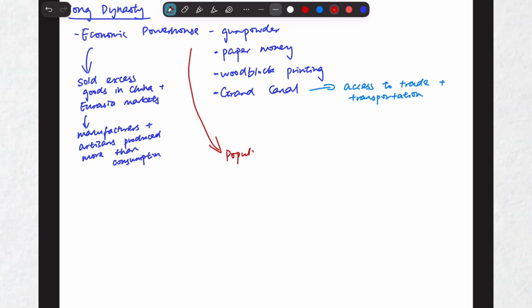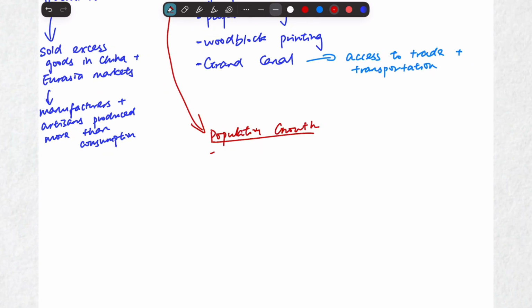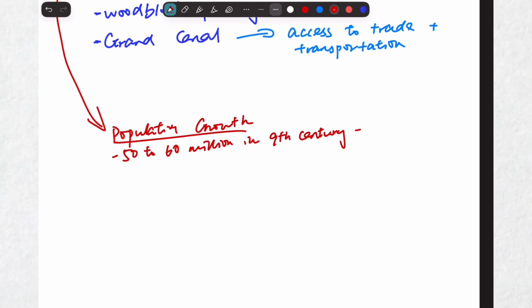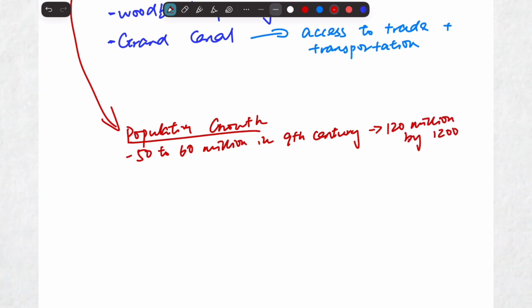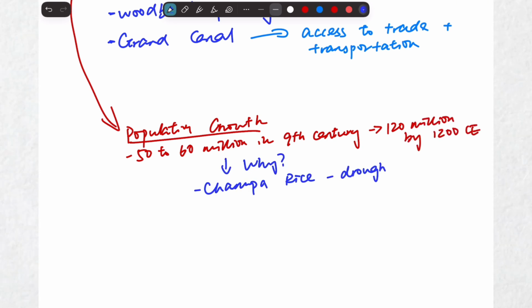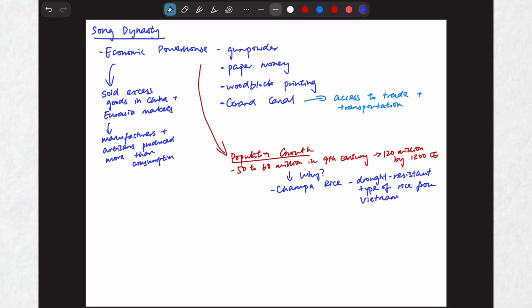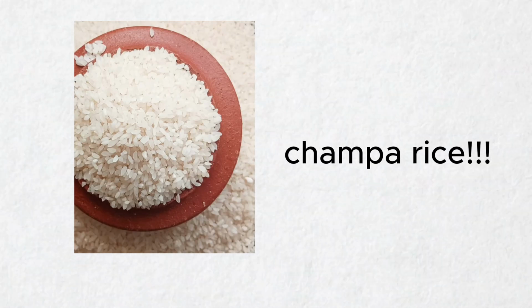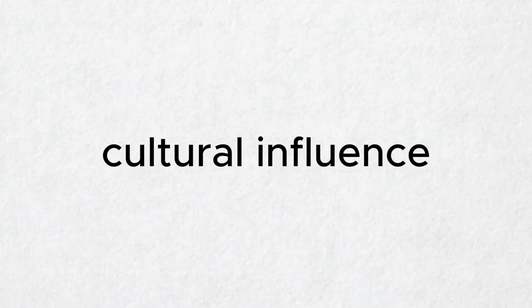Of course, you cannot ignore how Song China became the most populous country on earth. Their rapid growth in population could be seen in this. The population jumped from about 50 to 60 million in the 9th century to 120 million by 1200. And behind this were the remarkable achievements in agricultural production, particularly the adoption from Vietnam of a drought-resistant type of rice, the Champa rice. Now let's talk about the Song's cultural influence.